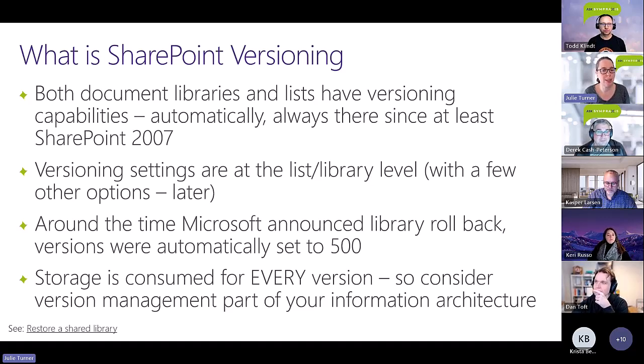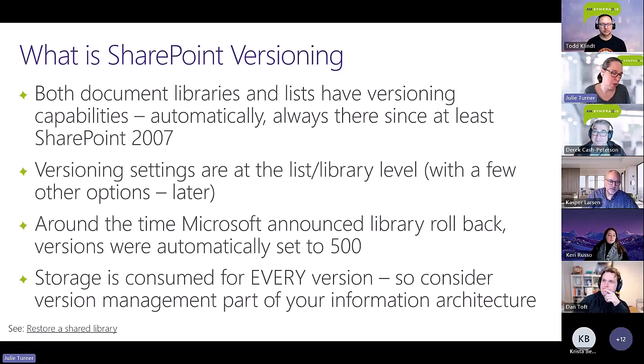So the versioning settings are at the list and library level, but there are some options, and even we didn't know about all the options. So we'll be telling you some new things, or at least Todd will. Around the time that Microsoft announced library rollback, versions got automatically set to 500. So by default, when you create a new list or library, the versioning was set to save up to 500 instances of your item.